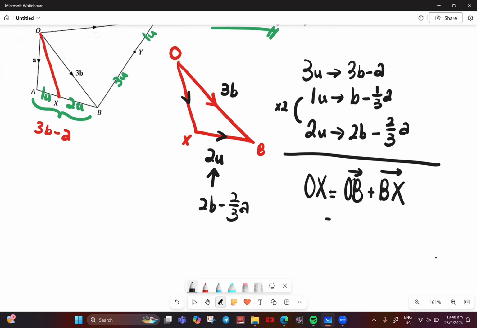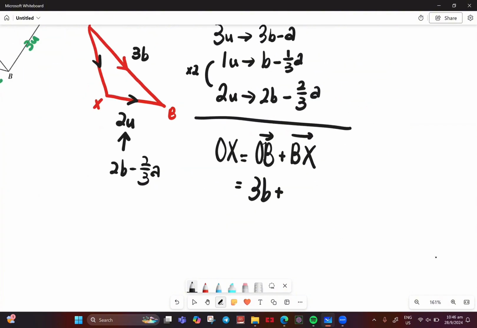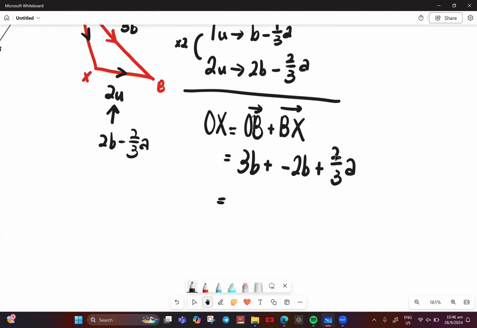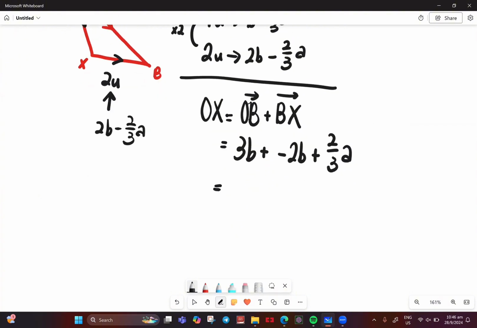What's my OB? 3B plus, what's my BX? BX has to be negative 2B plus 2 over 3A. Am I making sense or not making sense? Because BX is the other direction, so I have to change the signs. True? 3B minus 2B, that becomes how much? B, correct or not? Plus 2 over 3A. All right, so therefore, OX is B plus 2 over 3A, or you can say 2 over 3A plus B.